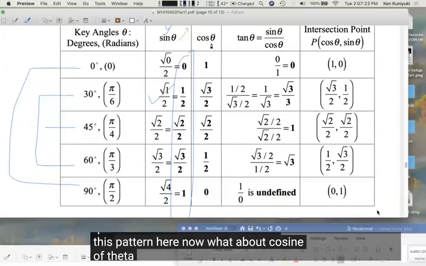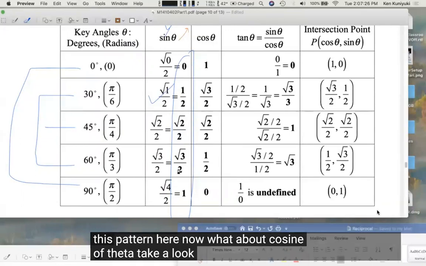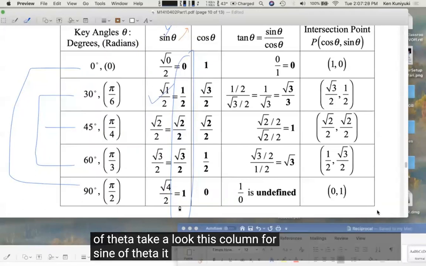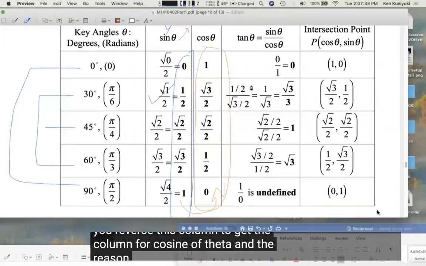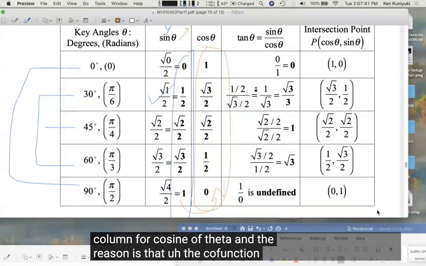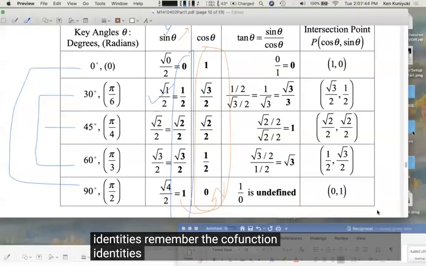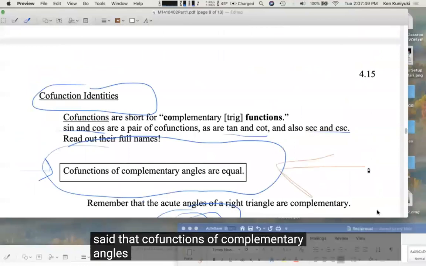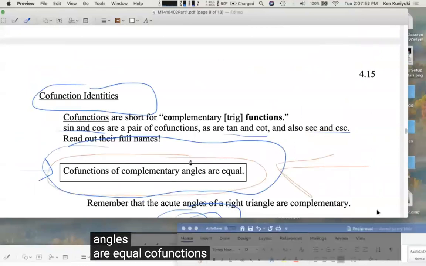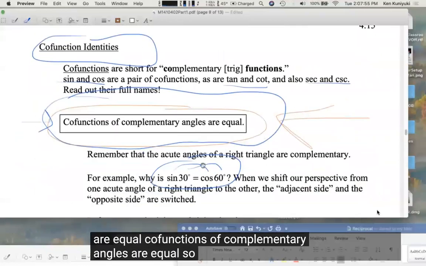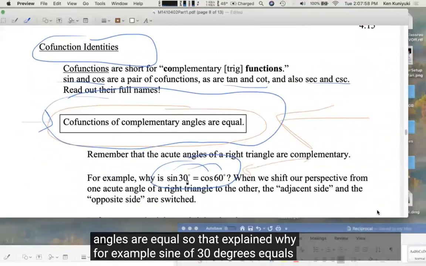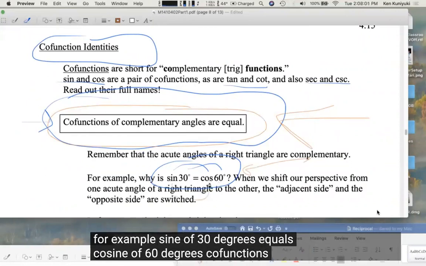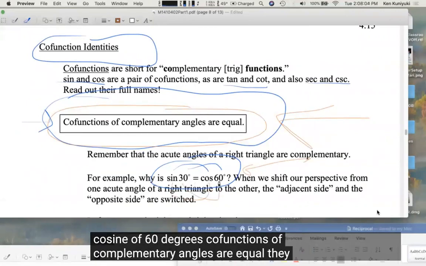Now, what about cosine of theta? Take a look. This column for sine of theta, it almost seems like magic. You reverse this column to get the column for cosine of theta. And the reason is the cofunction identities. Remember, the cofunction identities said that cofunctions of complementary angles are equal. So that explained why, for example, sine of 30 degrees equals cosine of 60 degrees. They were both equal to 1/2.